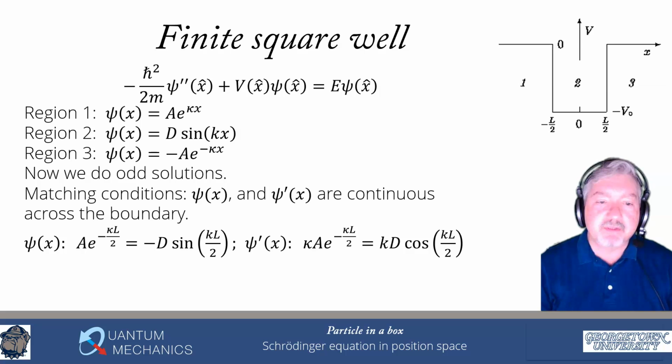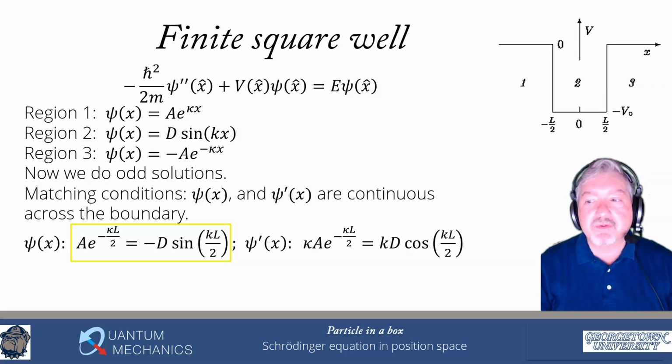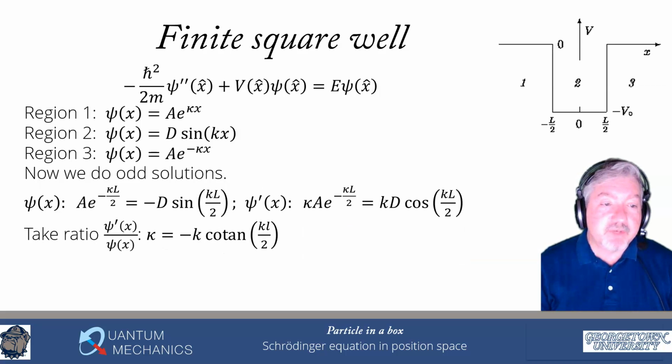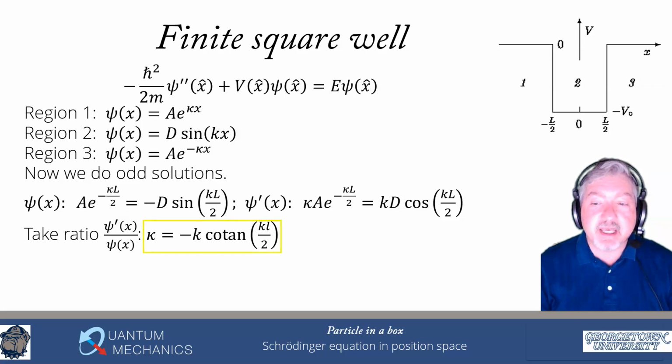Again, I look at the boundary between region 1 and 2, and we're going to find that A e to the minus kappa L over 2 is equal to minus D sine kL over 2, the minus sign coming from the fact that I'm evaluating the sine at minus L over 2. And then for the first derivative, I get kappa A e to the minus kappa L over 2. The derivative of a sine is a cosine, so that's going to be a plus kD cosine kL over 2, because when I set x equals minus L over 2, the cosine remains positive. Okay, we're going to do the same thing. We're going to take the ratio, and what we find is kappa is equal to minus k cotangent kL over 2.